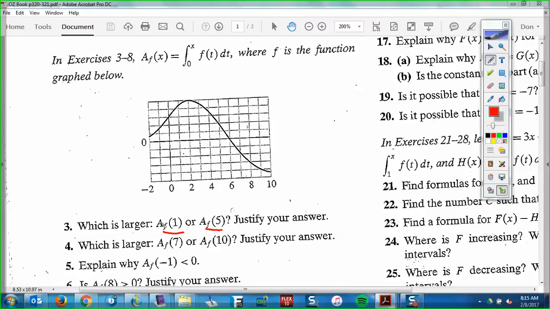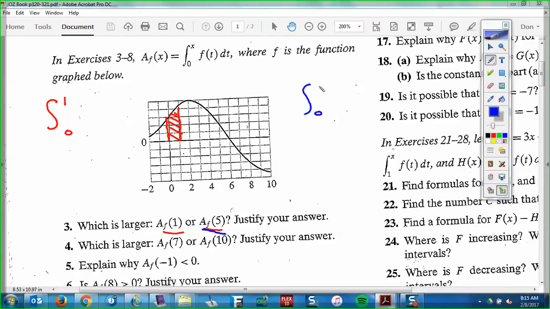Okay, first of all, A of 1 is saying what? What's A of 1? The area from 0 to 1. Because a 1 in here means a 1 up here. So it's the area from 0 to 1. So that is this area right here. That's A of 1. We could actually kind of estimate that, right? Find that value. What's A of 5?